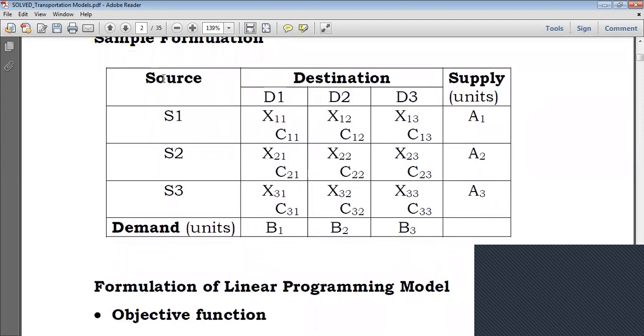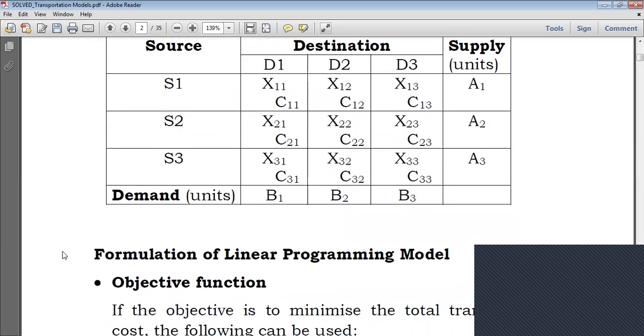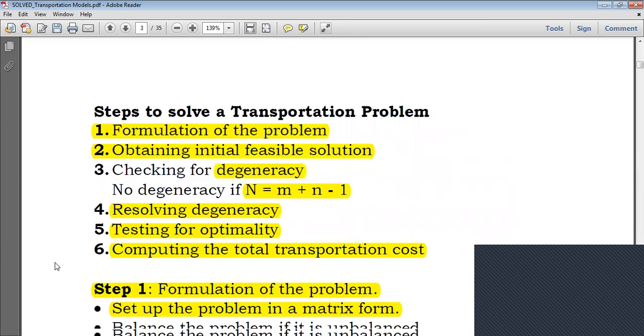You specify your sources, source 1, source 2, and source 3. And then you specify what they can supply, units A1, A2, and A3. And then you specify the destinations, D1, D2, and D3, alongside their demand, B1, B2, and B3. You just put it in the matrix format.